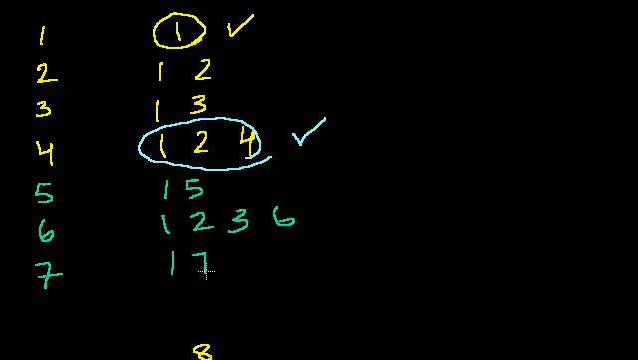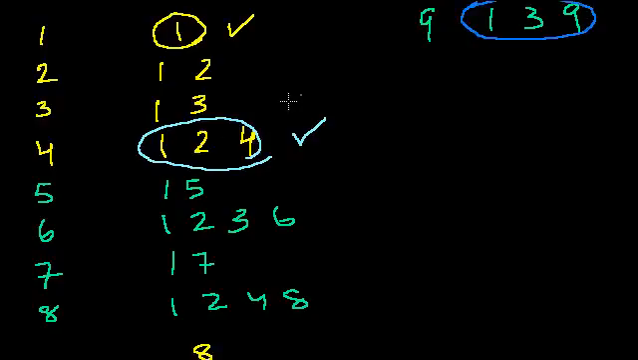7. It's 1 and 7. 8, we just did that. It's 1, 2, 4, and 8. Still going to be off. 9. Let's see. The factors of 9 are 1, 3, and 9. Interesting. Once again, we have an odd number of factors. So light bulb number 9 is also going to be on when everything's done.